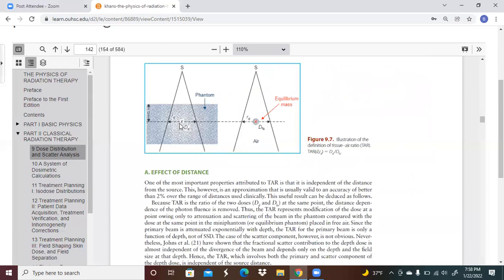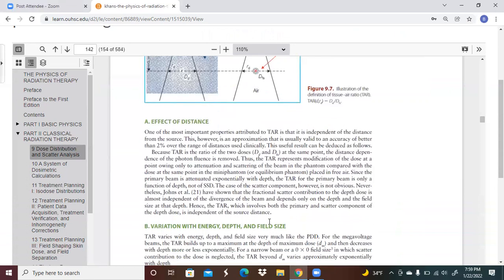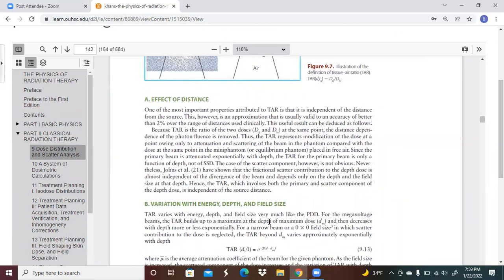So you can see here sort of what's going on. You've got some sort of field size at both of those, and then you've got the depth at which this is being calculated. You can get the same thing here if you've got some sort of mass to be able to build things up. This is what the dose would be in free space. And so now the TAR is defined as the ratio between what you measure here and what you measure here. In all of those computations, you don't have to worry about the SSD anymore.